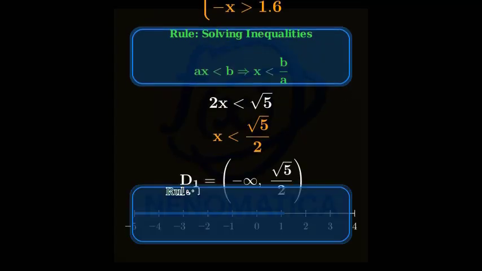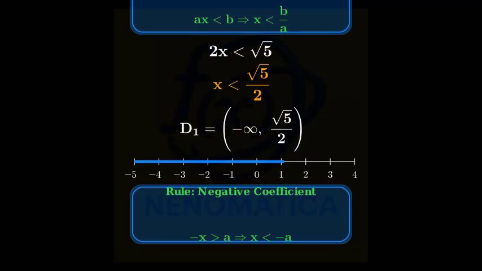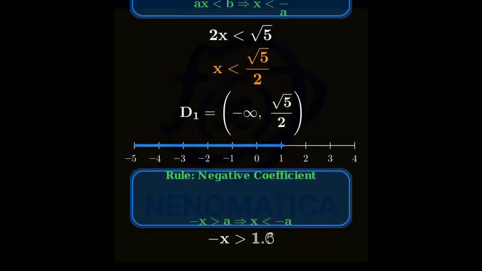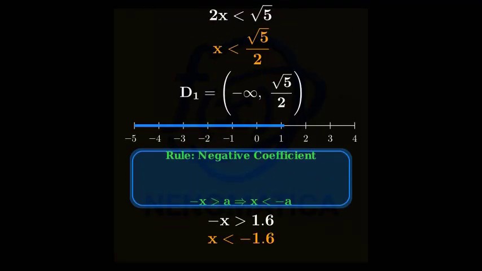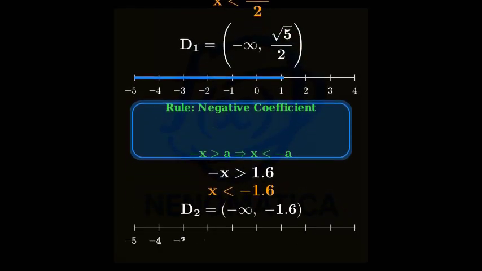Step 2. We use the negative coefficient rule. Minus x greater than a implies x less than negative a. Start with minus x greater than 1.6. Multiply by -1, flipping the inequality sign. We get x less than negative 1.6 and record D2 as the interval from negative infinity to negative 1.6. We will graph it as well.